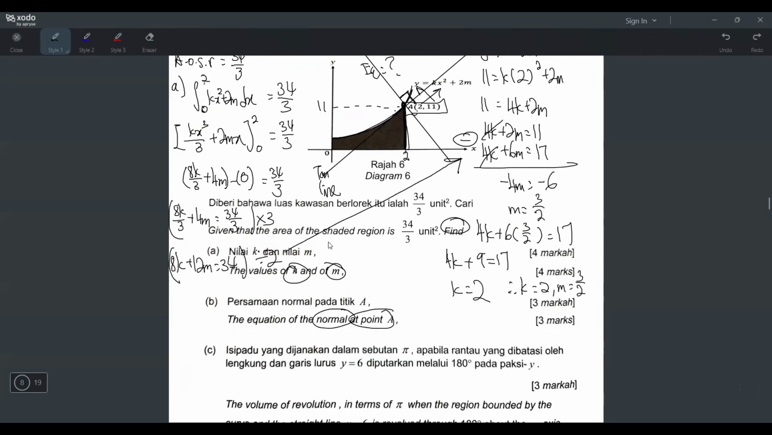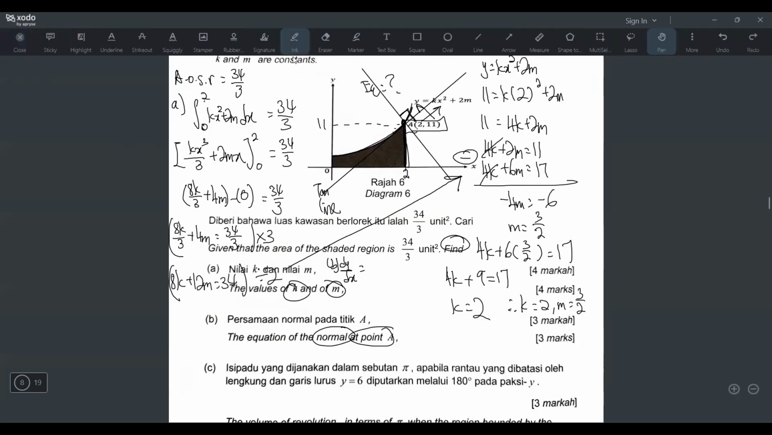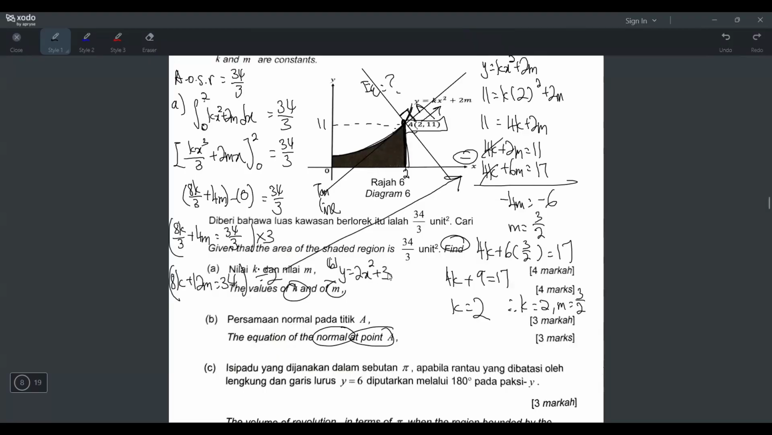So B, dy dx. The equation we will differentiate is the equation of curve, but I should write down my equation of curve first. So the equation is y equals kx squared plus 2m. The k is 2, so we already know the k, 2x squared plus 2m, which is plus 2 times 3 over 2, which is 3. Because when you take 2 times 3 over 2, you can cancel, so left with 3. Now this is your equation of curve.